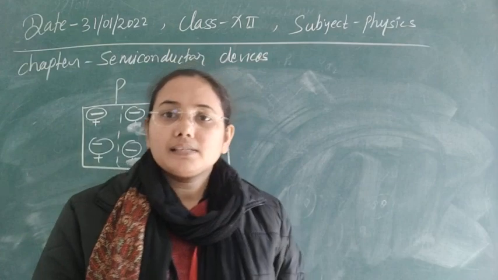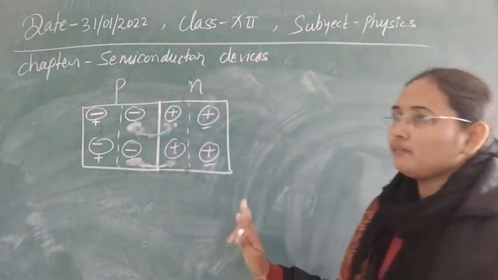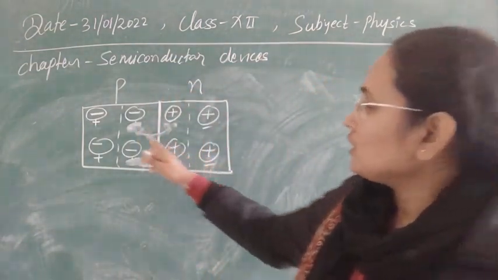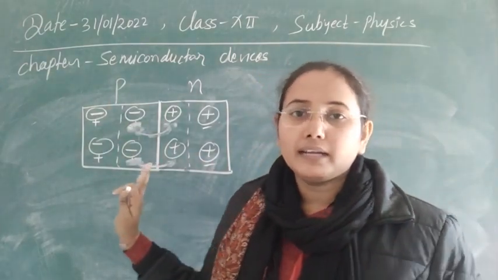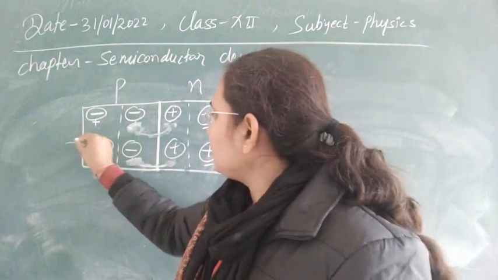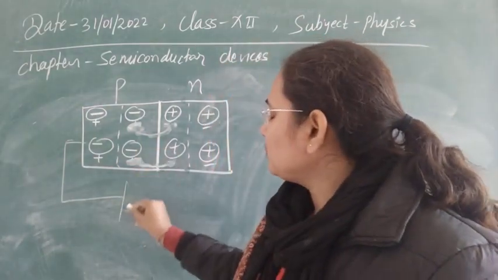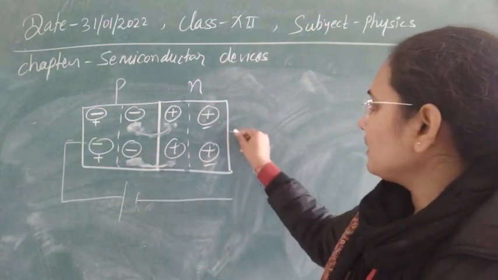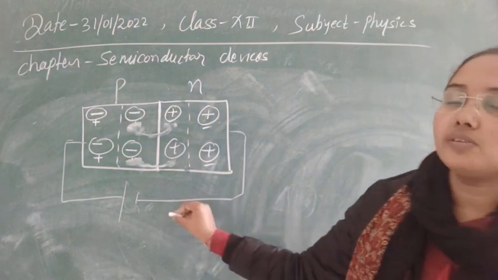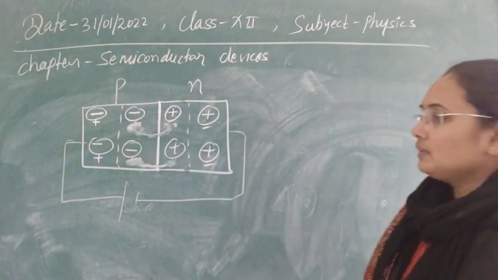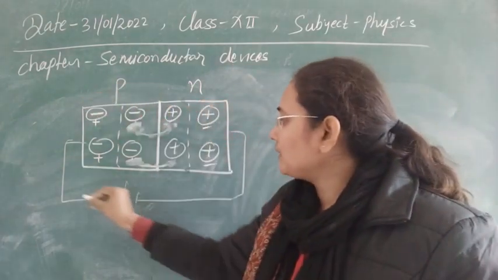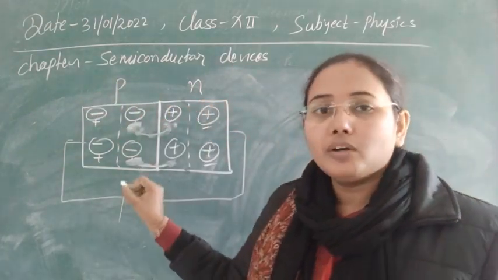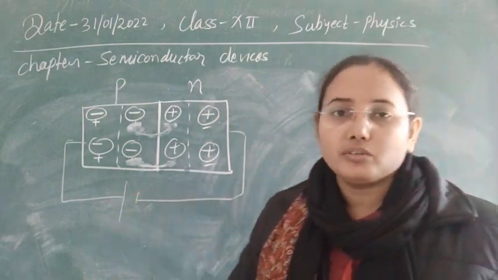As a battery has two terminals, positive and negative, either the P side can be connected to the positive terminal of the battery, or to the negative terminal. In the first method, where P is connected to the positive terminal and N is connected to the negative terminal, this is known as forward biasing. We call it reverse biasing whenever we connect P with the negative terminal of the battery and N with the positive terminal of the battery.